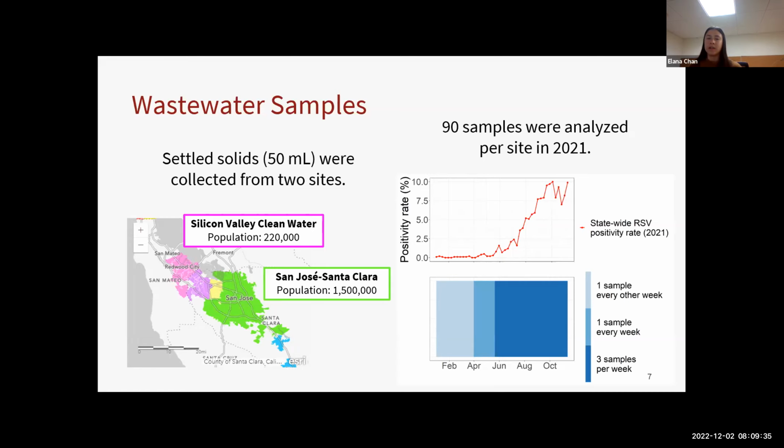And like I mentioned, this study was conducted in a retrospective manner. So we could use this positivity data, as shown in the red line here, from the California Department of Public Health to guide the sampling frequency for samples that were analyzed. For the first bit of the year where RSV positivity was essentially 0, only 1 sample every other week was analyzed for RSV. Then once the positivity rate began to increase a bit, 1 sample every week was analyzed for RSV. And then from the end of May onwards, 3 samples per week were analyzed for RSV.